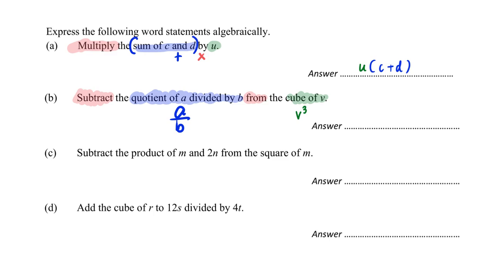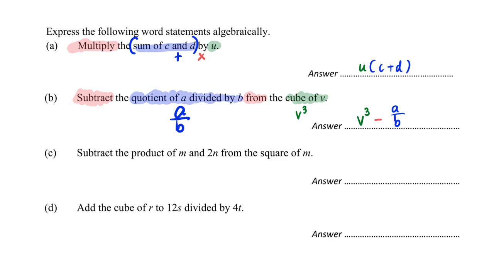And so we are going to subtract A over B from V power 3, V cube. Which one comes first? From V power 3. That means V power 3 is the starting point. Alright, let me pause. And therefore, V power 3 minus A over B, the quotient of A over B.